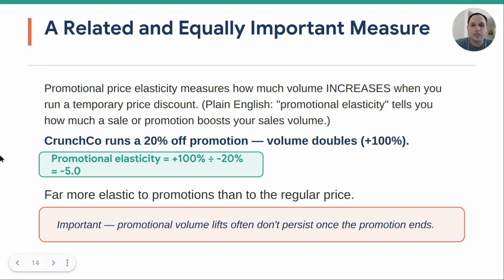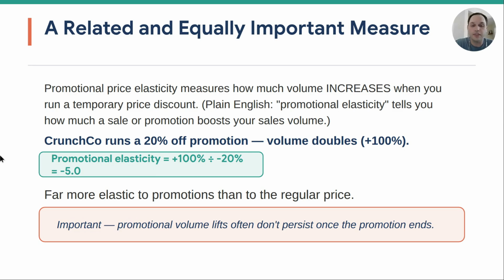Here's a related concept that's just as important for CPG brands: promotional price elasticity. This measures how much volume increases when you run a temporary price promotion. A 20% off sale, a buy one get one deal. For Crunchco, say they run a 20% off promotion and volume doubles, a 100% increase. Promotional elasticity equals positive 100% divided by negative 20%, which gives minus 5. That's far more elastic than the regular price elasticity of minus 1.5.